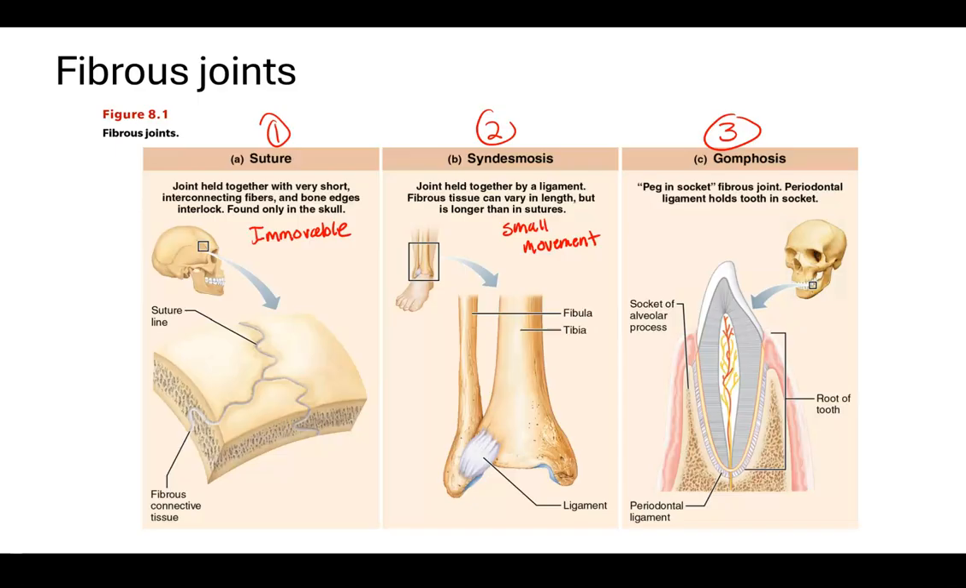It looks like a kind of peg in a socket. It's actually our teeth. So we have a periodontal ligament that holds the tooth in the socket, and this is the only example in our body of a gomphosis joint. So suture, syndesmosis, and gomphosis. But again, these are all held together by ligaments, or in the case of the suture, very, very short connecting fibers. So ligaments can be long or short, which can vary the length of the connection point of the joint. They're extremely short in sutures, to where you almost don't even see them.